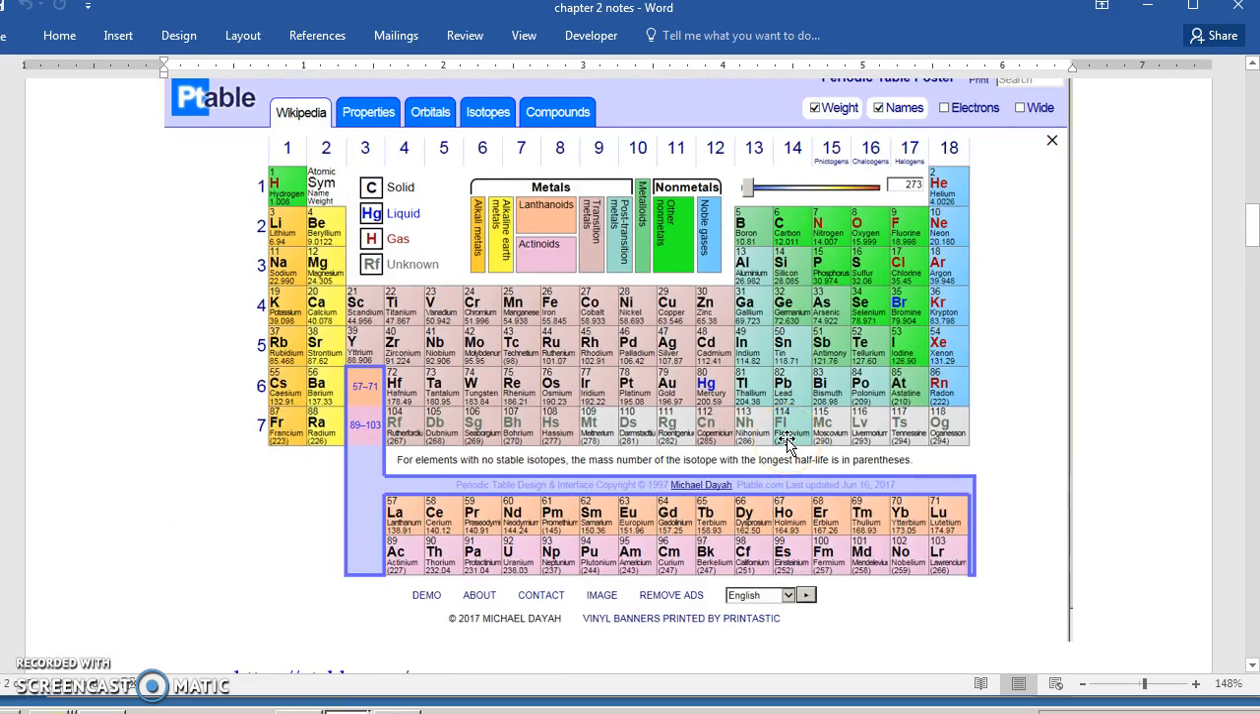You can take a look at the periodic table on your own and observe the different symbols for the different elements. The great thing about this periodic table, it gives you the symbol, it gives you the name. If you went to the website, clicked on the box that says electrons, it'd show you how many electrons are associated with each nucleus in that atom.